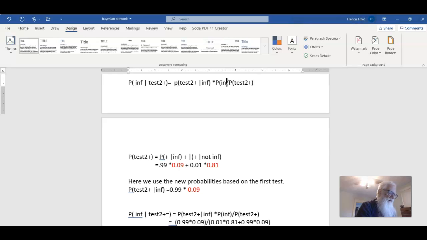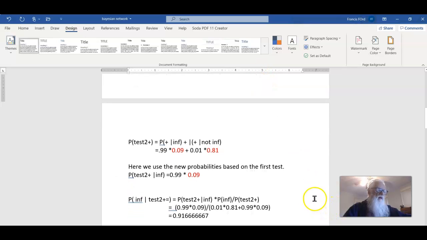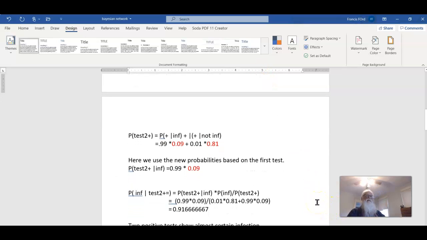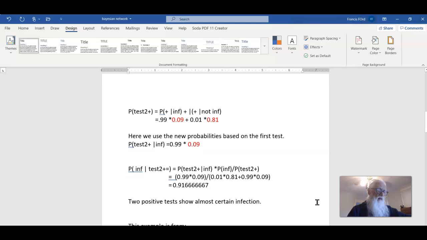P infected has to go there. I have it right down here. I had it wrong up there. Look at that. With 2 tests, it's a 91% chance, which is quite a difference. Now that's how these work.